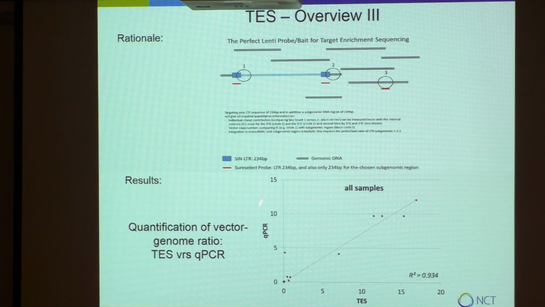If you correlate the qPCR with this target enrichment sequencing, where we also have, together with vectors, enriched a subgenomic region, you see a very good correlation with an R coefficient of 0.93, so that really this kind of quantification of vector genome ratio is working very well with this target enrichment approach.